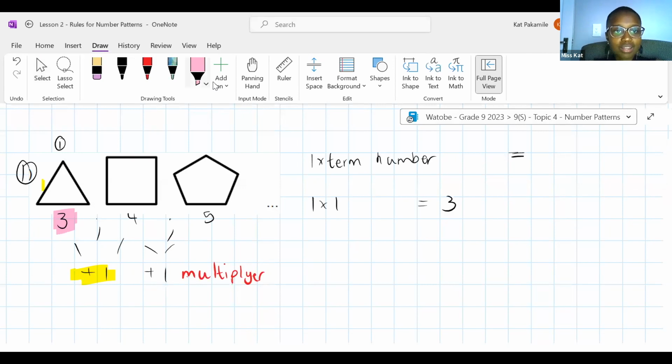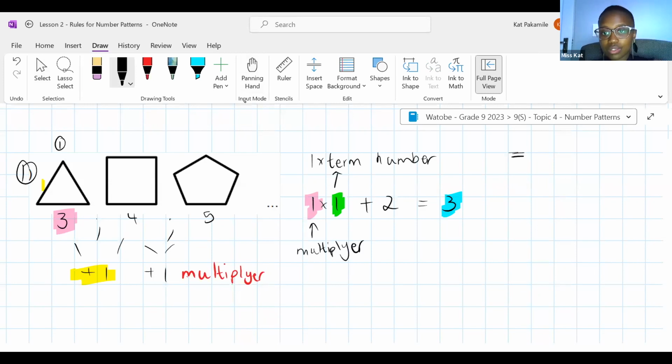I think I must highlight them in different colors so that we see what we're doing here. So this one is our multiplier. This one is our term number. And this one is the outcome that we want. Okay, there we go. +2. So this one would be your multiplier, not to be confused with the term number. This one is your term number, and this one is the outcome that we want. So if you take 1 times 1 plus 2, you get a 3.